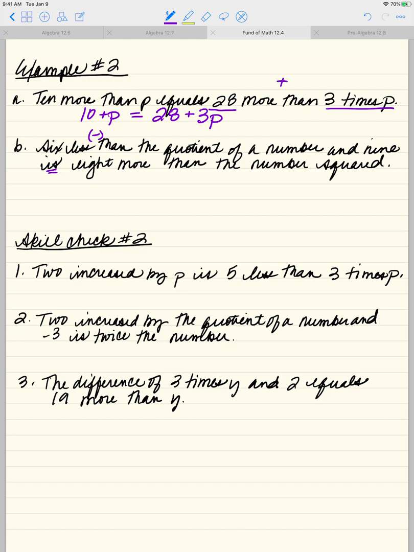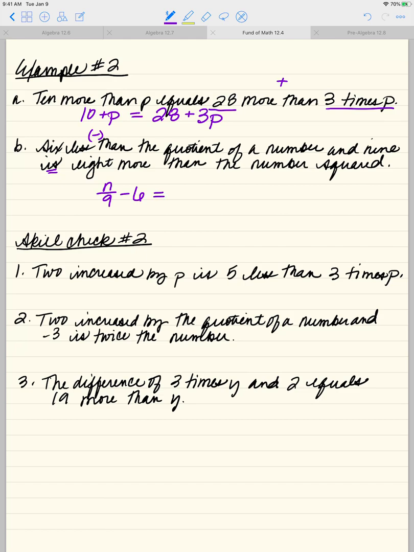So what am I subtracting here? I'm subtracting 6 from the quotient of a number and 9. Okay, so 6 less than means I'm taking 6 away from the quotient of a number and 9. So n over 9 is the quotient of a number and 9, minus 6. There's my 6 less than the quotient of a number and 9, and then the equal sign.